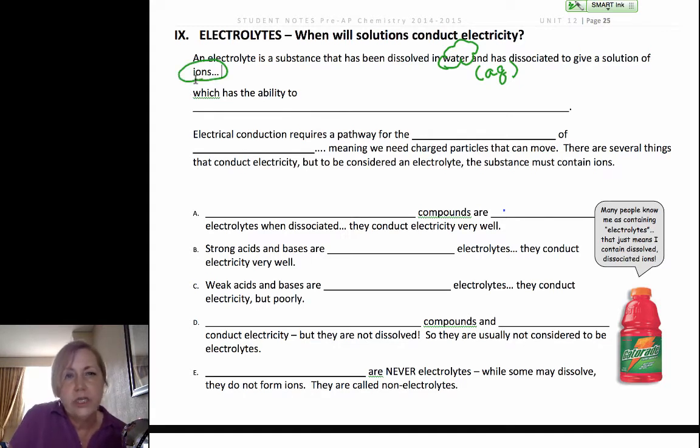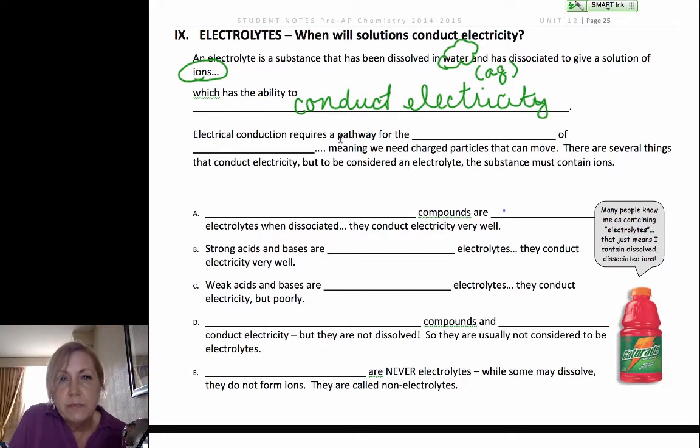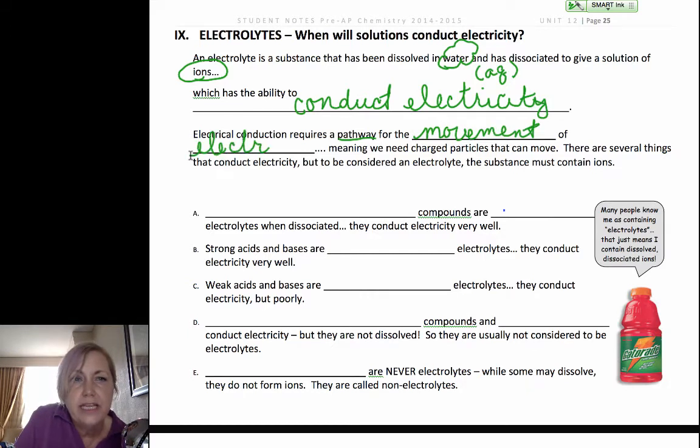And here's why we're going to need ions. These ions are going to give the solutions the ability to conduct electricity. That's because mobile ions provide a pathway for the movement of electrons. And so that's what we need for a solution to be called an electrolyte.